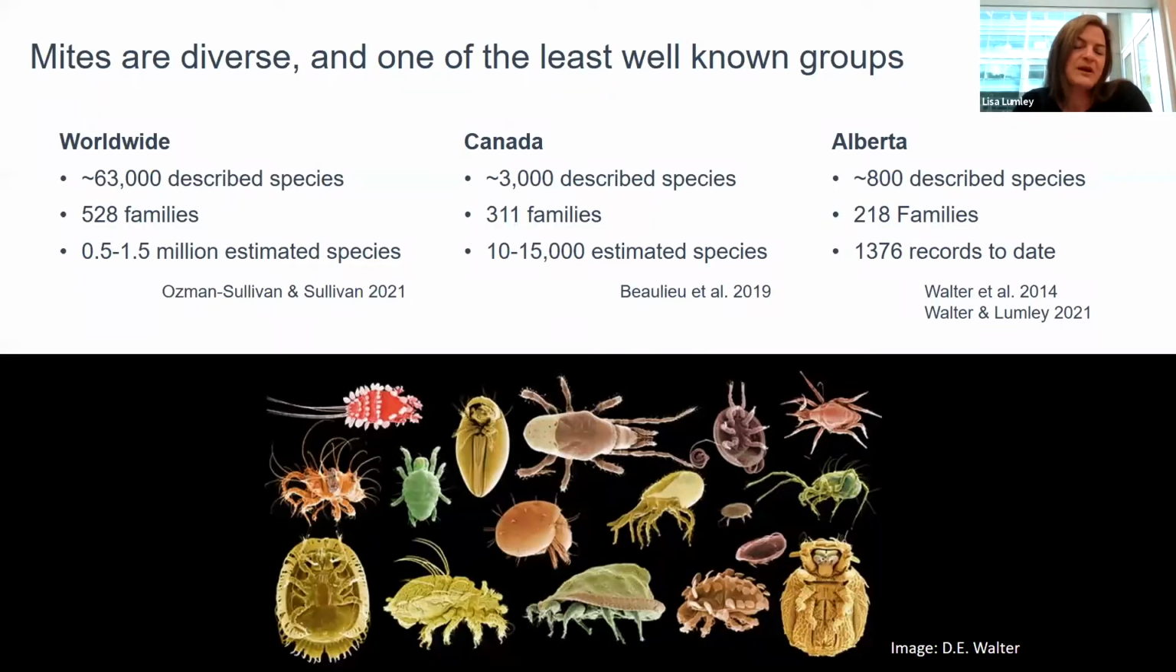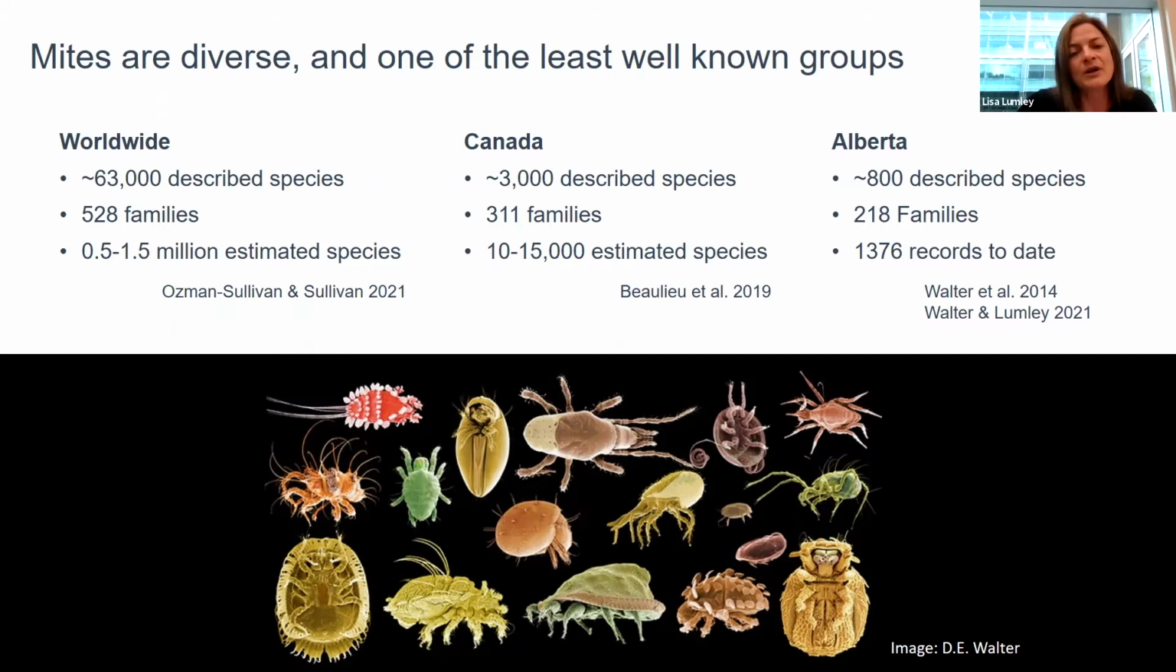Mites are diverse. They're also one of the least well-known groups. Worldwide, there are currently about 63,000 described species from 528 families. But we're estimating that there are 500,000 to 1.5 million species globally. When you take that lowest estimate of 500,000, 12 to 13% have actually been described.